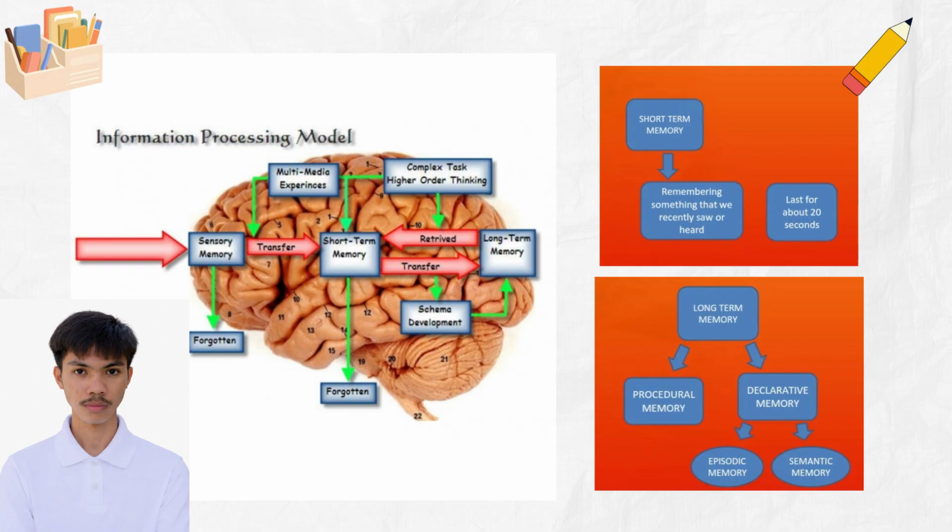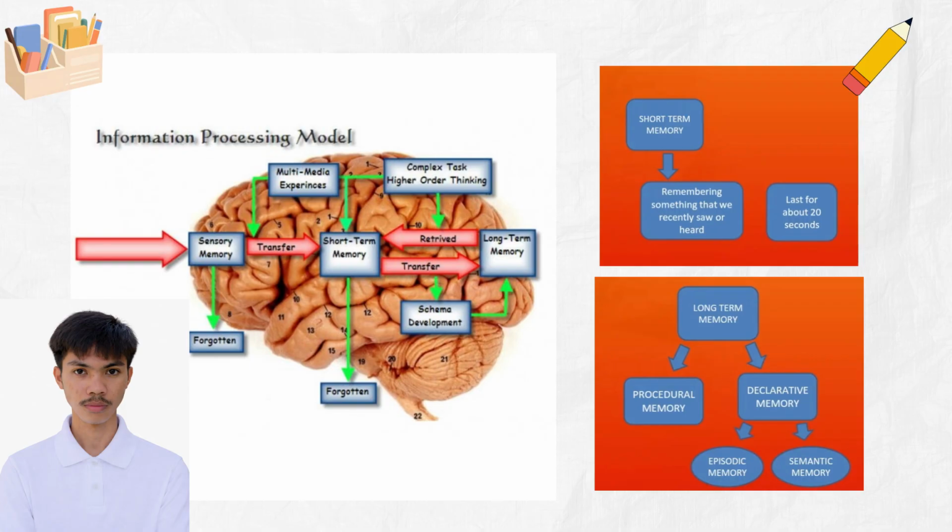Transfer or retrieve. For information to be kept permanently, it must be transferred from short-term to long-term memory. This involves schema development, where new information is organized and connected to what we already learned. The types of long-term storage are procedural and declarative memory. Procedural memory stores how-to knowledge and physical skills, while declarative memory stores facts and is further split into episodic memory, or personal experience, and semantic memory, which is general knowledge.